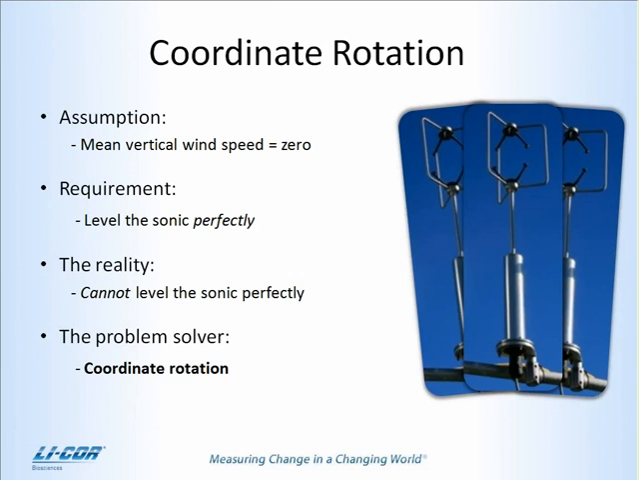To keep the mean vertical wind speed equal to 0, we need to level the sonic perfectly at any moment. However, realistically, it's hard to do so. Coordinate rotation is a mathematical way to meet this assumption.